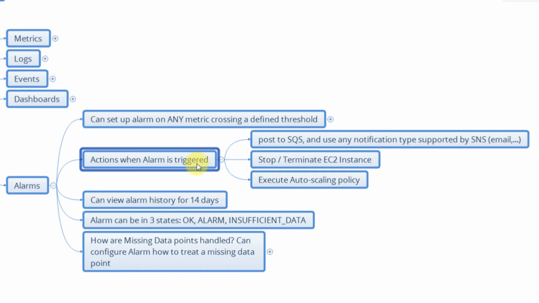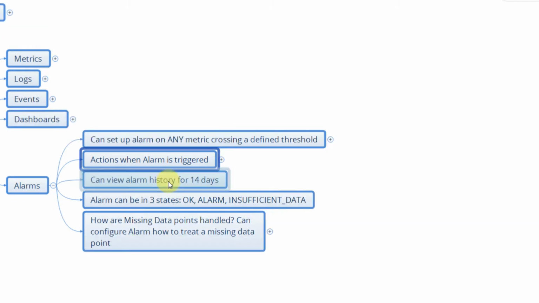When an alarm is triggered, various actions can be specified. You can post to SQS and use any notification type supported by SNS, such as email. You can stop or terminate an EC2 instance if, let's say, the metric indicates a problem with the EC2 instance. Or you can execute an auto-scaling policy. If you see, for example, overutilization or underutilization, you can scale your system. Alarm history can be viewed for up to 14 days.